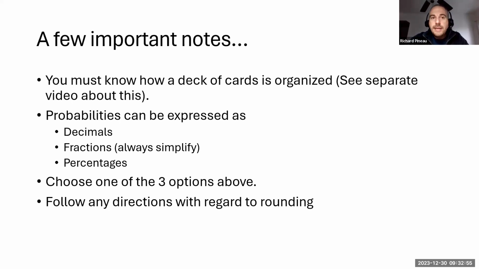Also, remember that probabilities can be expressed in one of 3 ways, as a decimal, a fraction, or a percentage. And you do want to make sure that you always simplify your fractions, okay? So you get to choose one of those 3 presentations for how you want to express your answer if it's dealing with probability. Sometimes it's easier to just leave it as a fraction. Sometimes it's easier to convert to a decimal or leave it as a decimal, depending. And you'll see that demonstrated throughout.